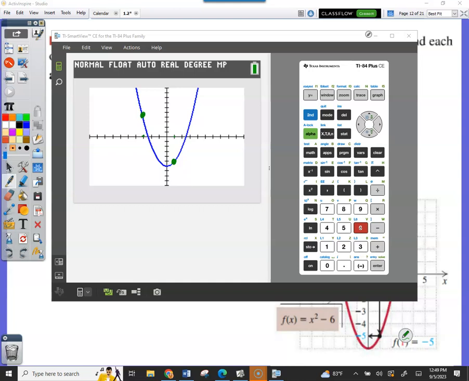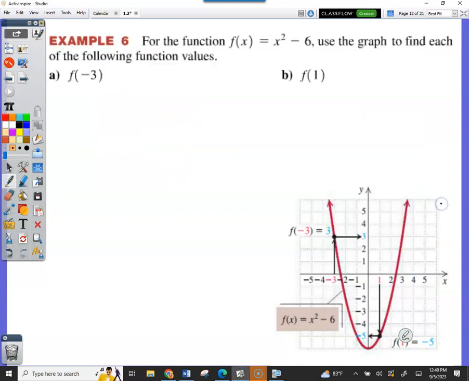Do you see that? Now look at your paper, where I've put the graph on your paper, and I've given you the helpful hints that if you were to read f of -3, it would land you here, which is what y-coordinate? +3. If you were to read f of 1, it would land you here, which is what y-coordinate? -5.